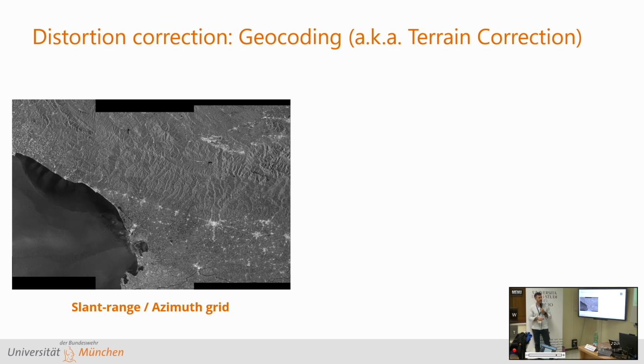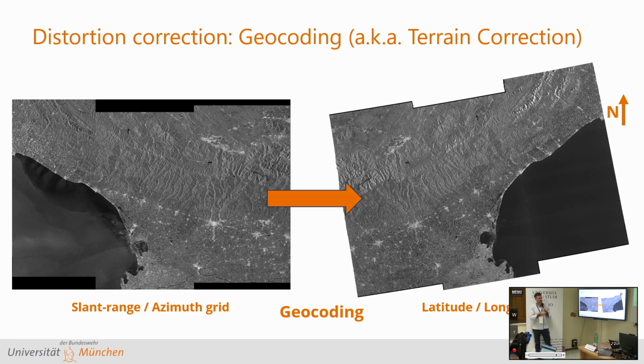You have a slant range, azimuth grid. This is the name of the two directions of SAR. With the operation of geocoding, also known as terrain correction, you can bring this image into something that is closer to what you know, for example, a latitude-longitude grid. Here it also makes sense to show you what the north is, because now we have proper coordinates. Can anybody explain what happened here? Because the two images look slightly different.